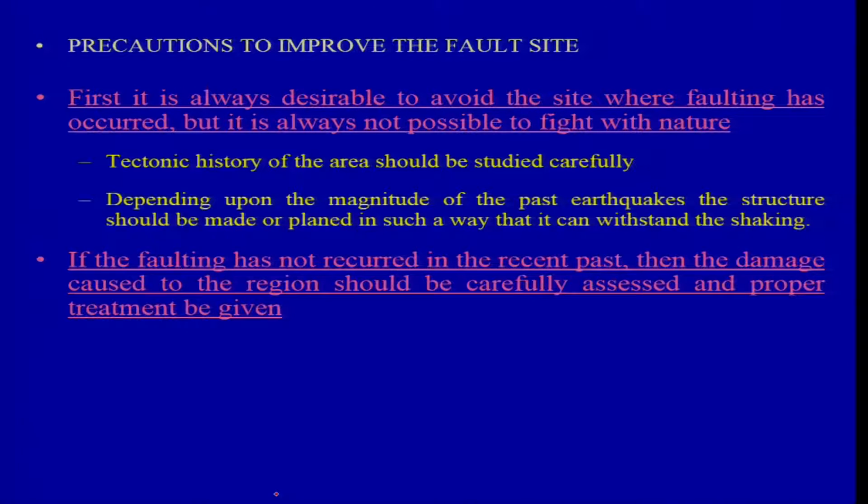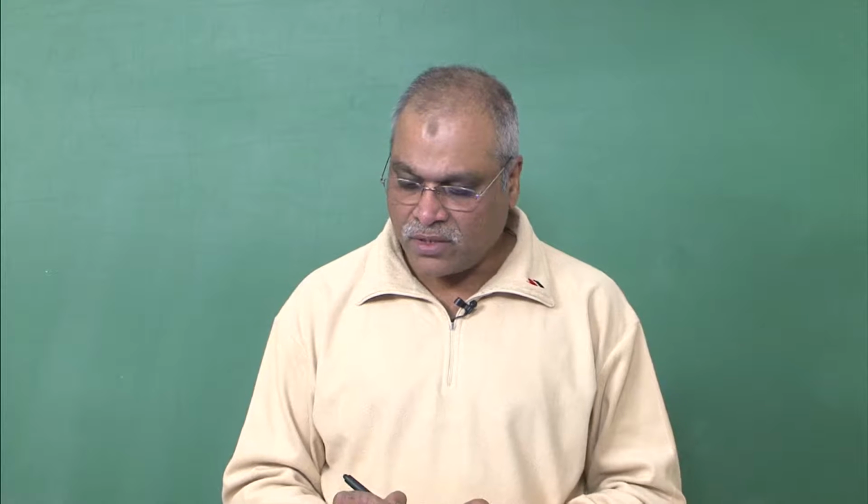Now, suppose the faulting has not recurred in the recent past, so there is no earthquake in the recent past, as we were talking about the Pinchore Garden fault, which did not experience any earthquake in the last 400 to 500 years. But then the likelihood is more on that fault to trigger a large magnitude earthquake.